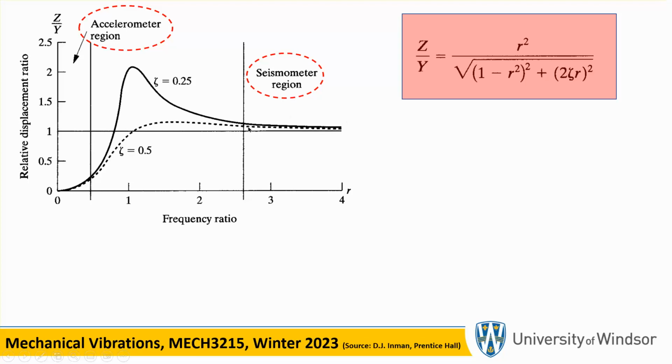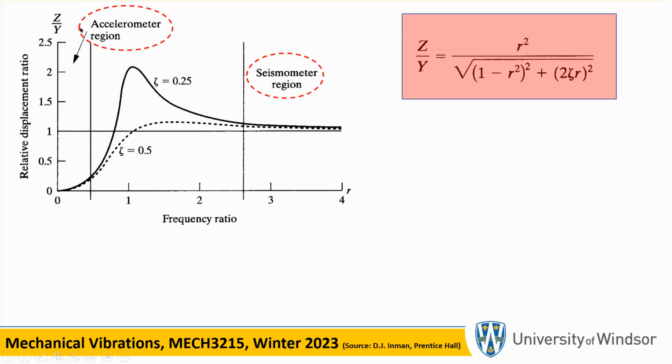Another way to look at this, as I said, you can have omega n very small. If omega n is very small, the ratio omega b over omega n will be very large. So that's the seismometer region, okay? And omega n being very small means the mass can be very large. Seismometers usually have a big mass.